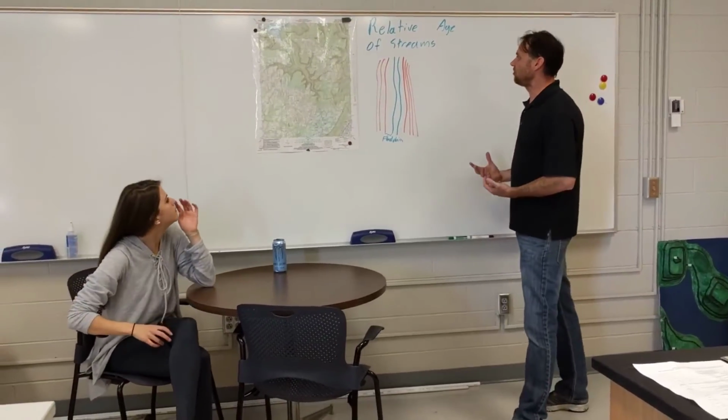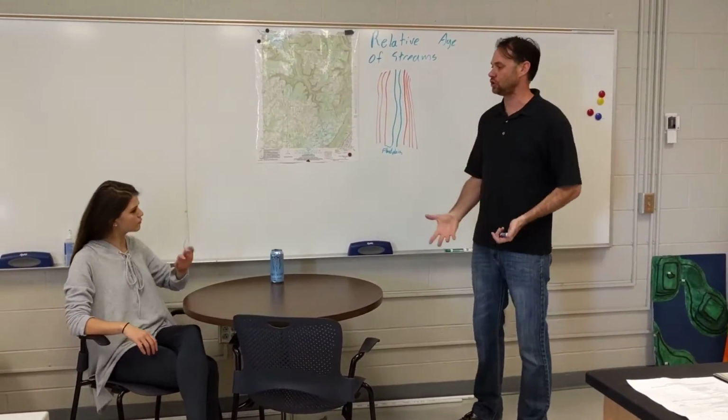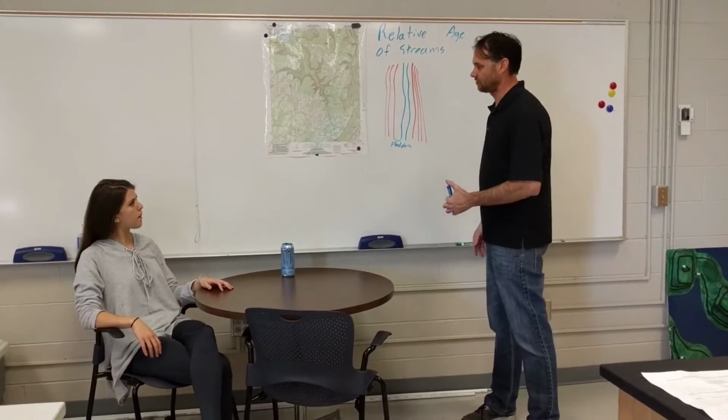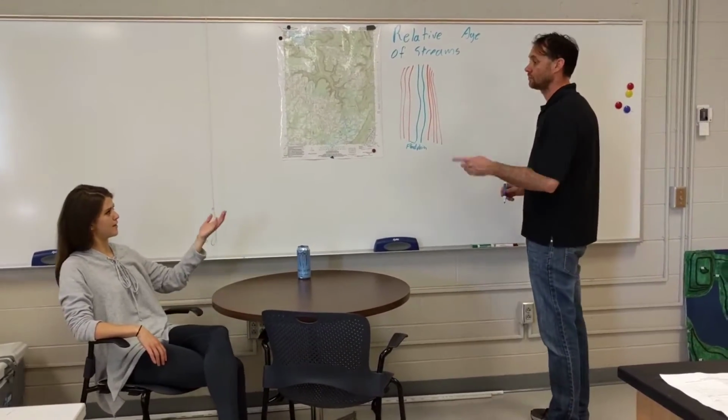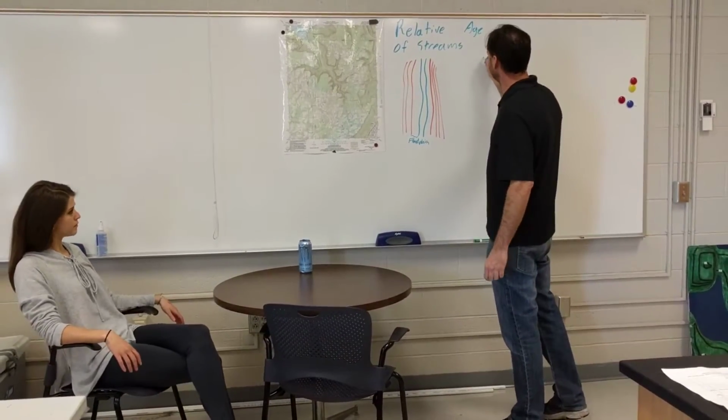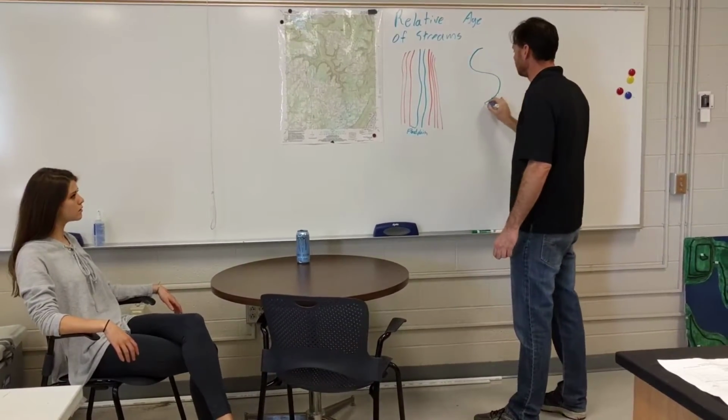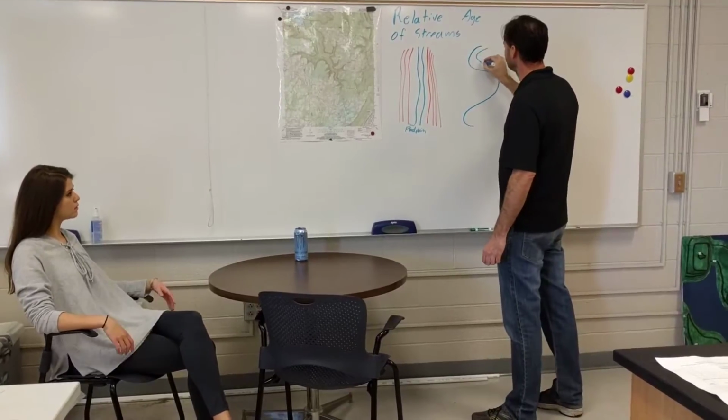Okay, so if we move on to a more mature stream, what are some of the physical characteristics we would see of a more mature stream? There would be a meander. There would be a meander, exactly. So let's say then that we're going to have a meander. It's going to look something like this.